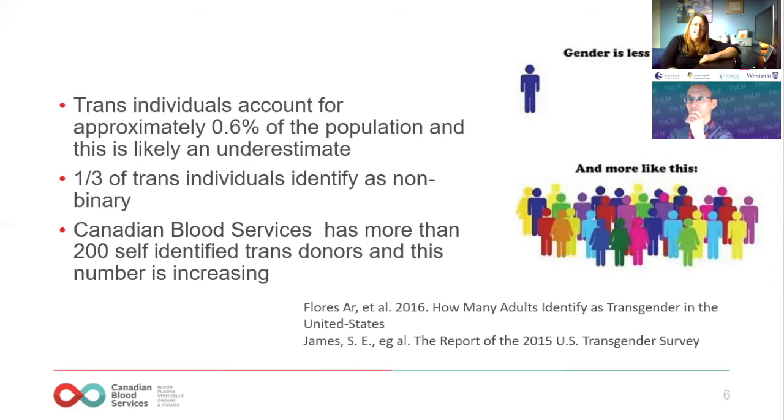There was also a study done in 2015 called the US Transgender Survey by James and colleagues. And in the study, they found about 1/3 of the 28,000 trans people who had responded to the survey identified as non-binary. So that's a really significant number. And Canadian Blood Services has more than 350 self-identified trans donors, and this number is increasing.